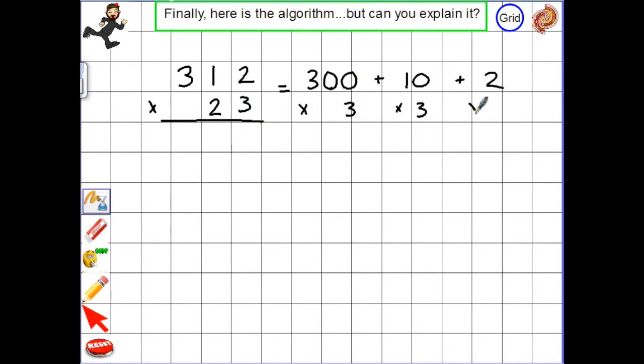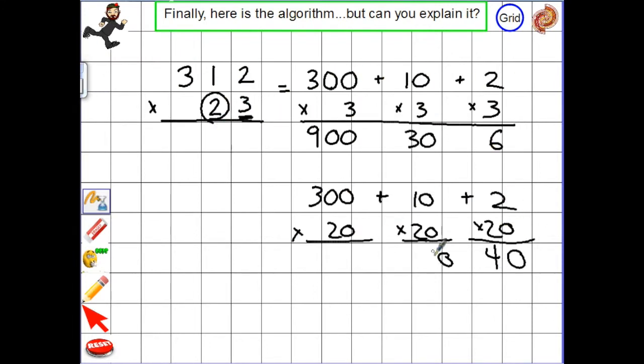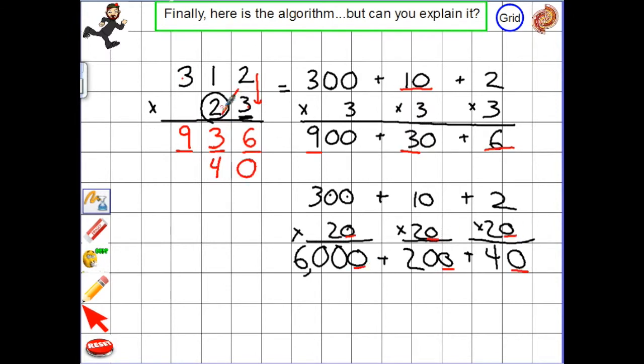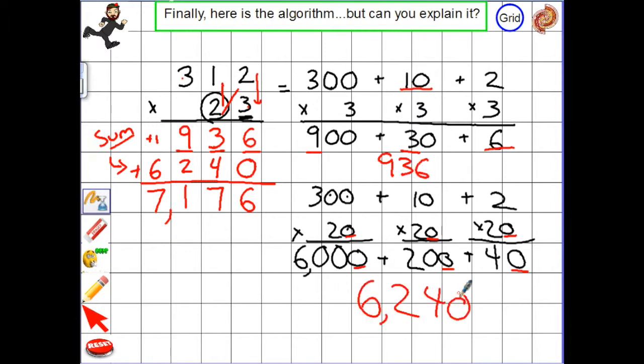Alright, here it is. Just take a 3-digit by 2-digit number. You multiply each of the digits by their values. You get a bunch of products. You're going to find the sum of these products. I'll move it to the algorithm on the left here, and there is your final product.